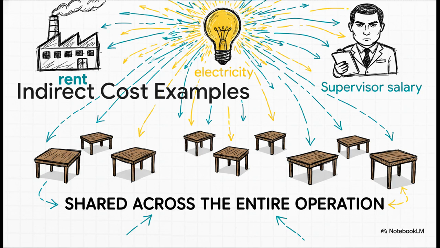Same exact thing goes for the electricity powering the lights overhead, or the salary of the supervisor who oversees the whole floor but doesn't actually swing a hammer or build the tables themselves. Because they support the overall operation, they just have to be treated as shared, indirect costs.